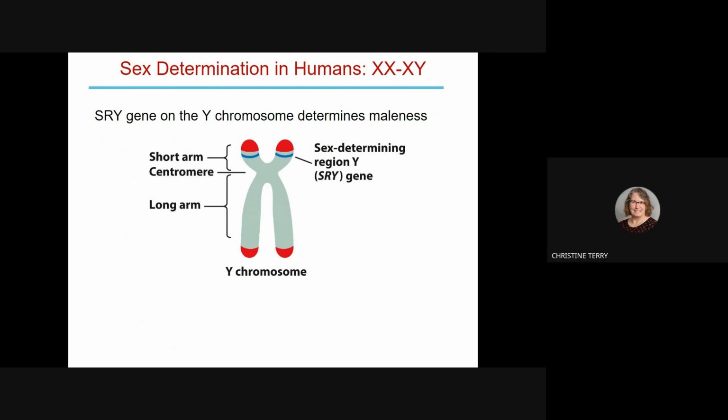The Y chromosome is not actually Y-shaped, right? It has two short arms. Well, when it's doubled, it has two short arms and two long arms. There's our centromere. This blue band here contains the SRY gene. SRY stands for sex determining region Y of the Y chromosome.